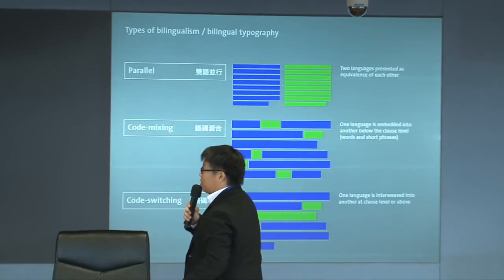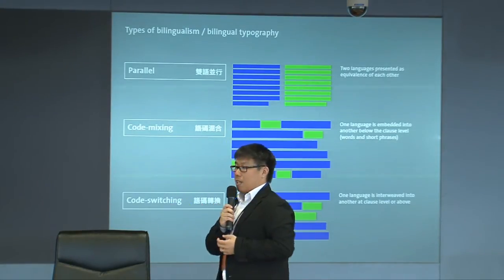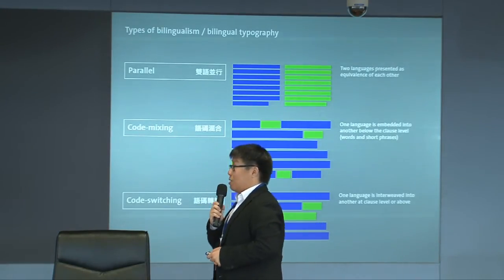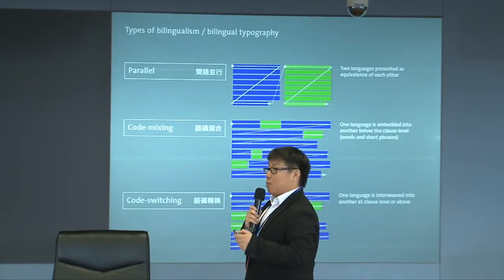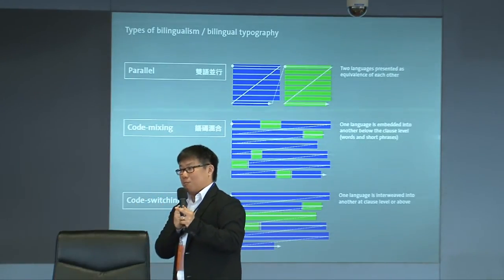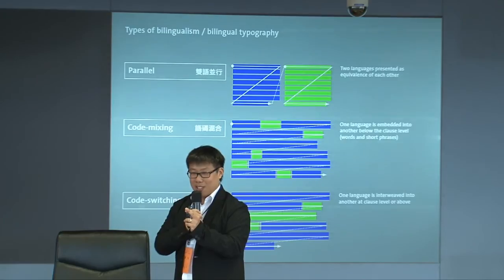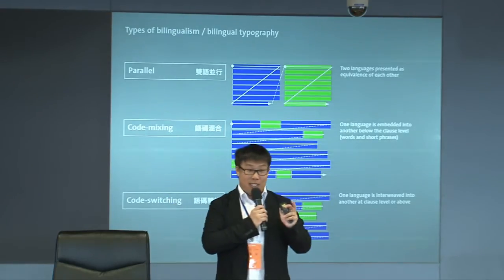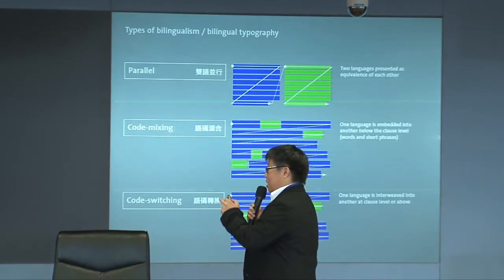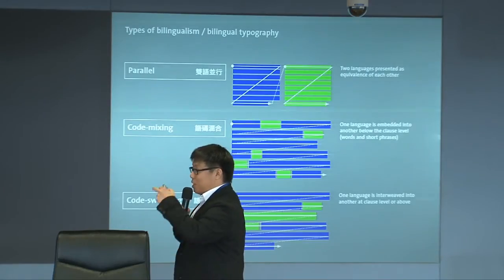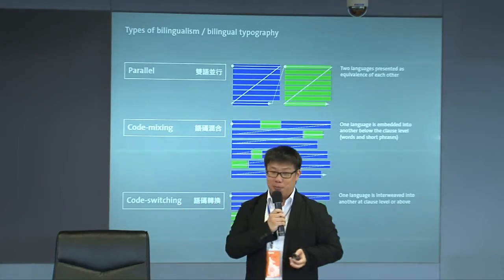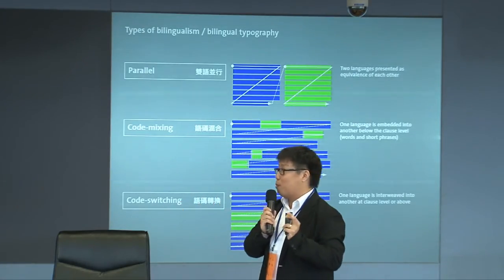So when we look at bilingual typography, we look at these three different aspects. Parallel: two languages are presented as equivalents. Code mixing: one language is embedded into another below the clause level. So you don't say a complete sentence in the middle of your sentence in another language. You intersperse words in another language in there. There are a lot of different motivations for doing that from a linguistics point of view. And then code switching, where you actually switch to another language at the sentence or higher level. So there are different intentions and purposes for that.